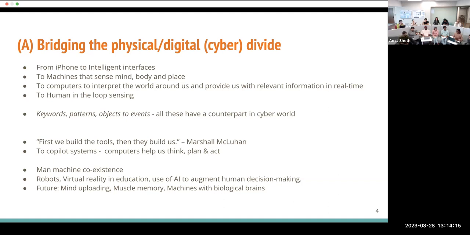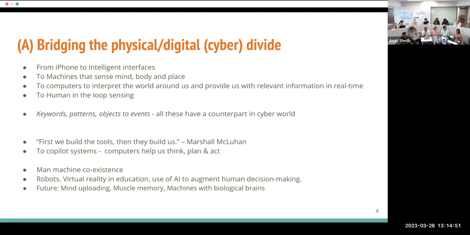So I came up with this interesting phrase, first we build the tools and then they build us, which is phrased by the Canadian philosopher Marshall McLuhan. That means as humans, in earlier years, we built the computing devices and then we interacted and made our tasks easier through these machines, and then the machines built their own intelligence artificially, and then they help to build ourselves as humans.